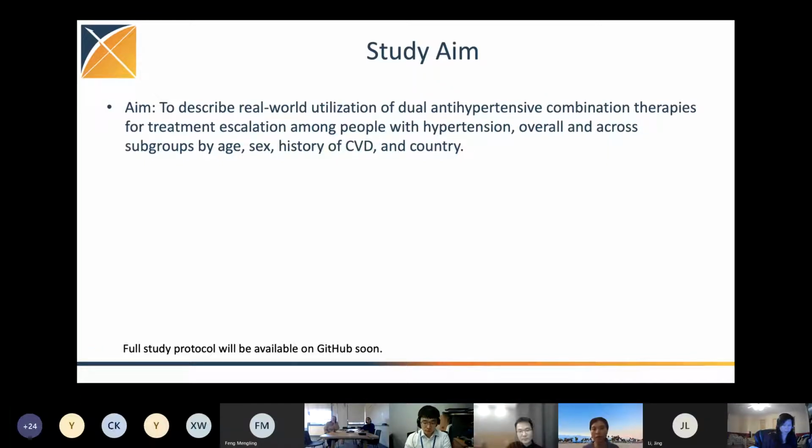So here I want to present the most updated result for aim 1, which is trying to test the feasibility of using EHR data in Asia Pacific countries to describe real-world utilization of dual antihypertensive combination therapies for treatment escalation. We look at the overall population, and we also explore variations by subgroups of age, sex, history of cardiovascular disease, and country. Even though this is a descriptive aim, it represents a tremendous effort.